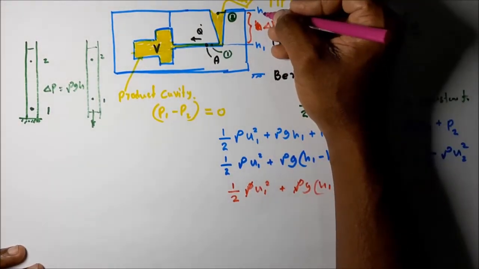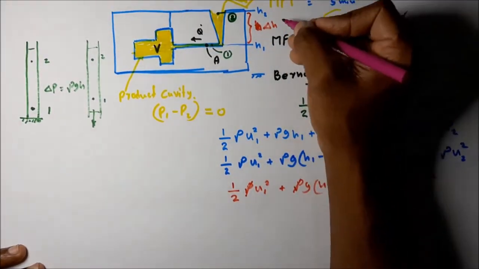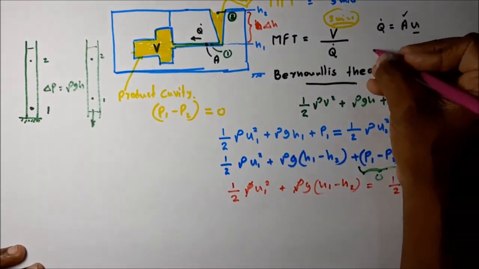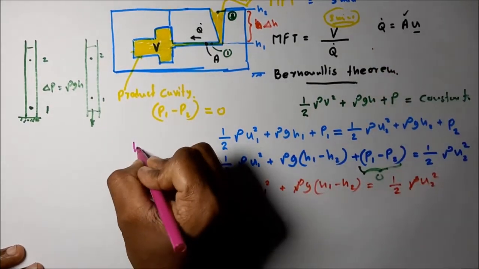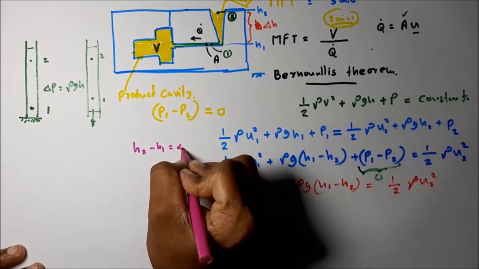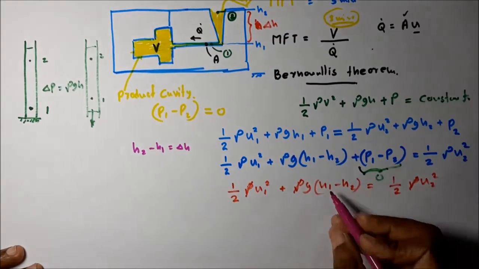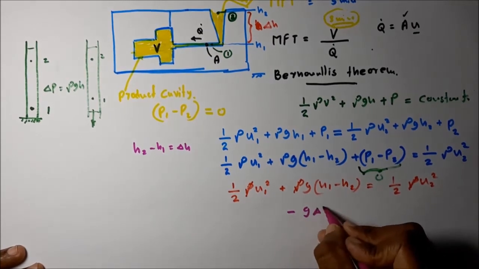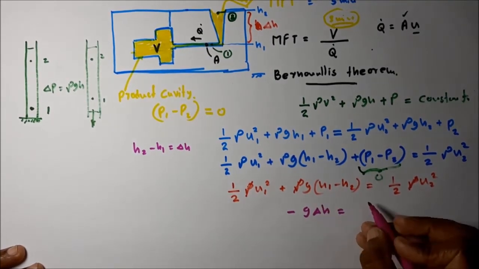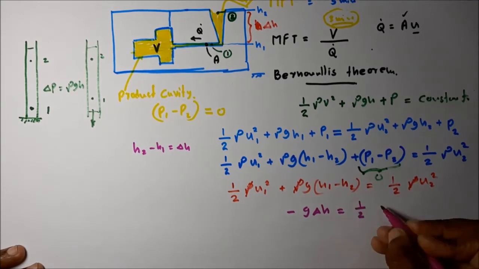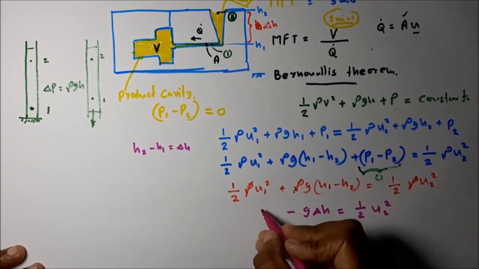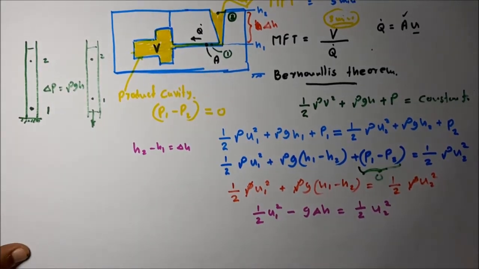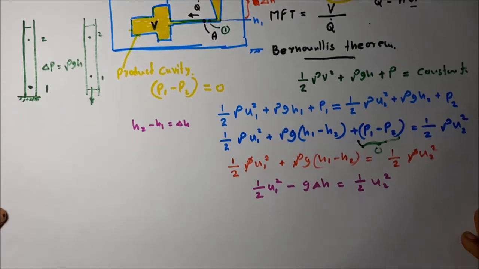H1 minus... let's take H2 minus H1 as the delta H. This height difference is delta H. So this is equal to minus g delta H is equal to half into u2 square minus half into u1 square. Okay, this equation is reduced to this kind of format.